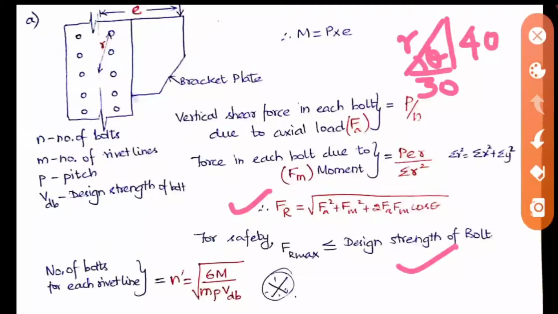Okay, and then this point, the number of bolts for each rivet line. If you want to determine how many bolts could be given in a rivet line, this one line is called a rivet line, then you can go for this formula. It is root of 6m, where m is the moment, divided by small m, the number of rivet lines, into P, the pitch value, into VDB. VDB is the design strength of the bolt. So like this you can calculate the number of bolts for each rivet line.